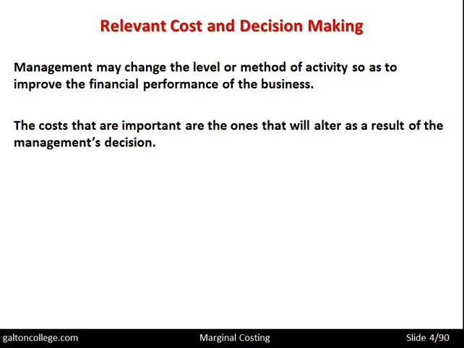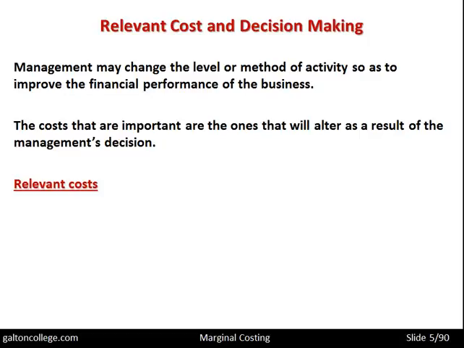Costs that are important are the ones that will alter as a result of management's decision. So when management changes something, it's the costs that change that are relevant. Some costs will not change, some will. It depends on what they've decided to do. So when management make a decision, some costs may change, some may not, and it's important to be able to identify these costs and look at the implications of the decision in terms of costs and how it will affect the overall costing position of the business.